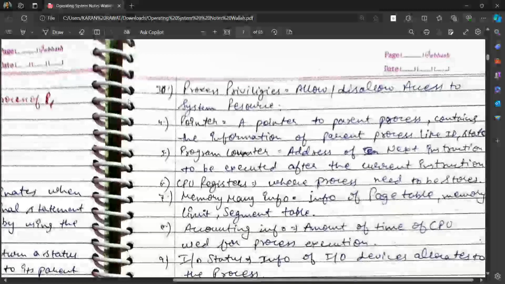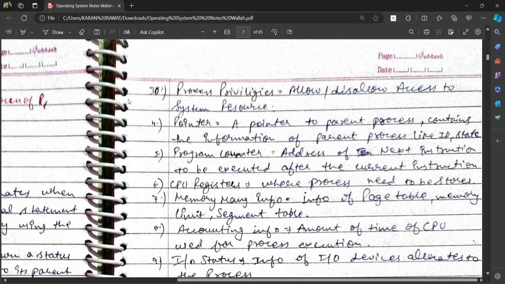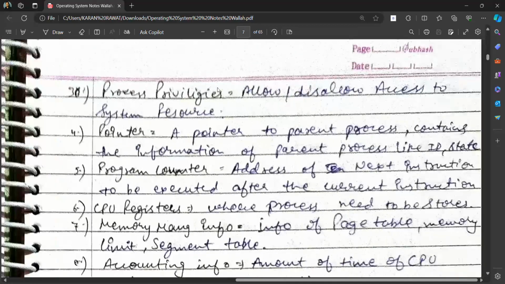Next is process privileges. As you can see on your screen, it stores process privileges. So what are process privileges? That basically allow or disallow access to system resources. So process privileges means that it allows or disallows the access to system resources.